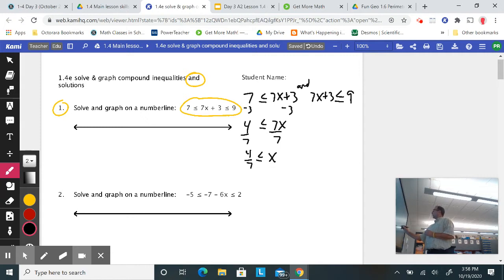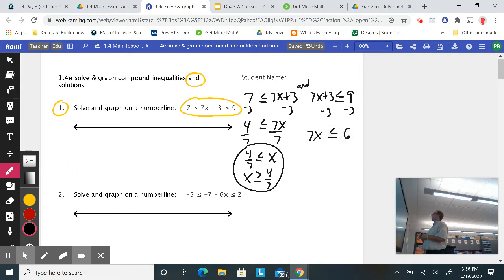And then I would write the x. First, I want all the numbers that are greater than or equal to 4/7. So there's two ways you can look at that one. These mean the same thing. Then the other one is 7x plus 3 is less than or equal to 9. So subtract 3 again. 7x is less than or equal to 6. Divide by 7 on both sides. X less than or equal to 6/7.